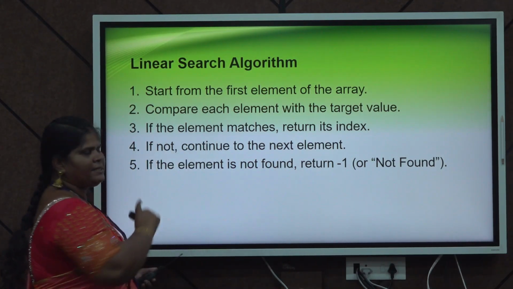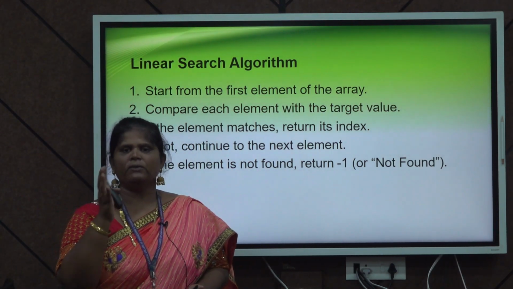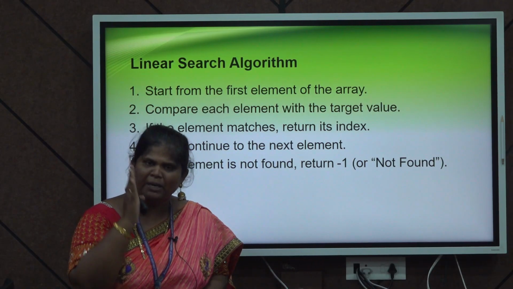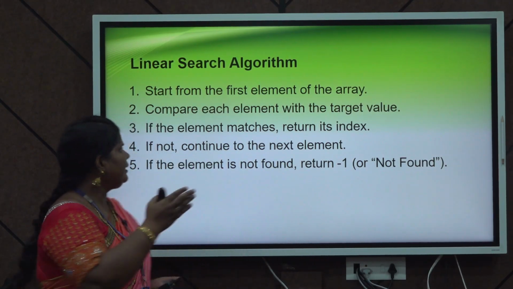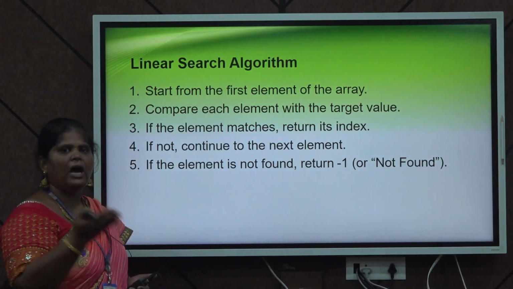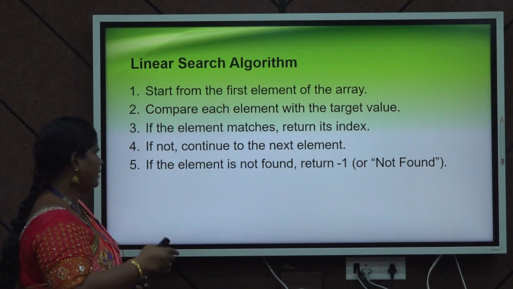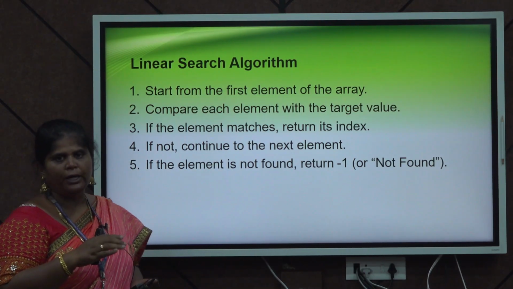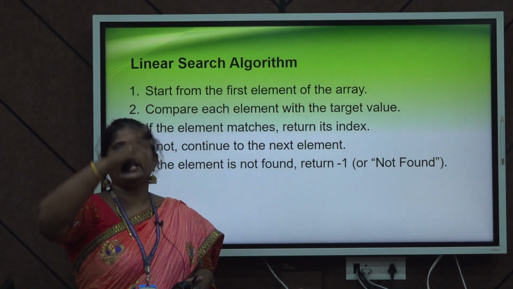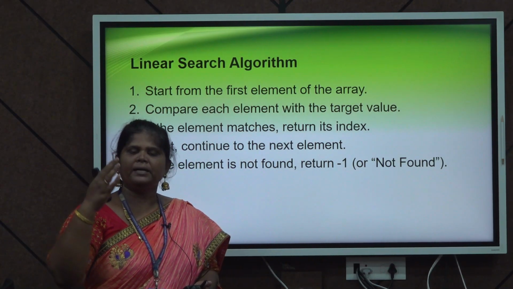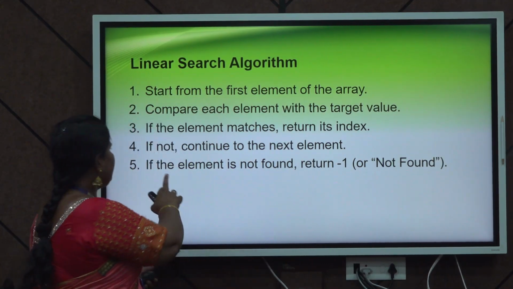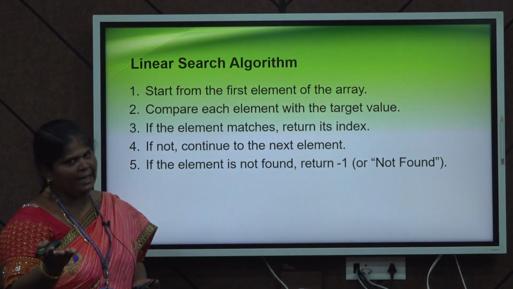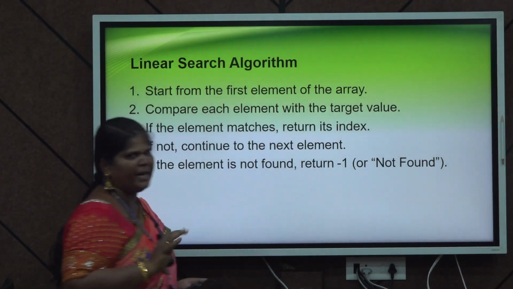If the element matches, it returns its index. So if the element is found, then we can return the index. If not, we have to continue to the next element. If we go through all the elements and are not getting the result, then the element is not found in that particular list. Then we can return -1 here.